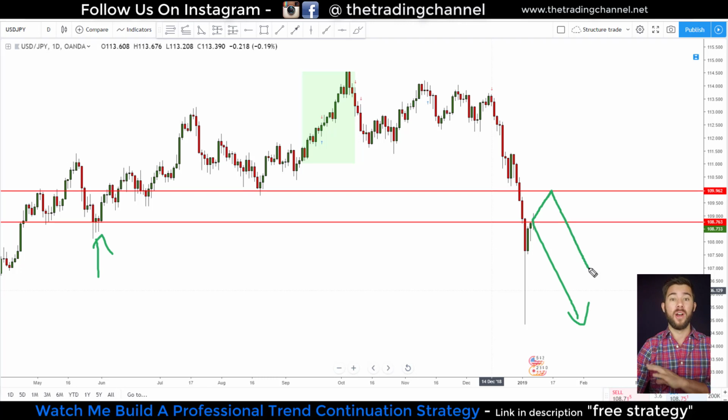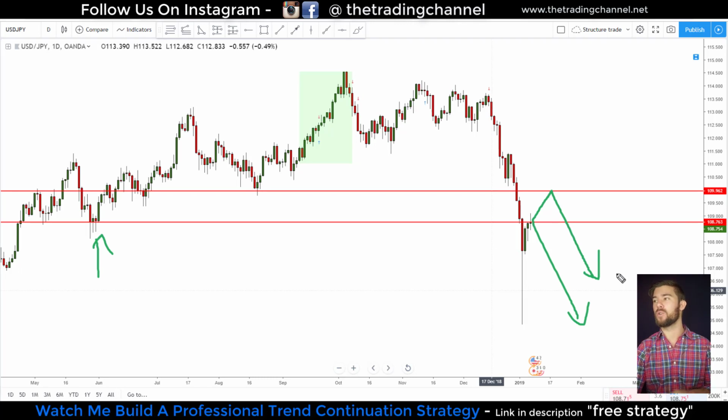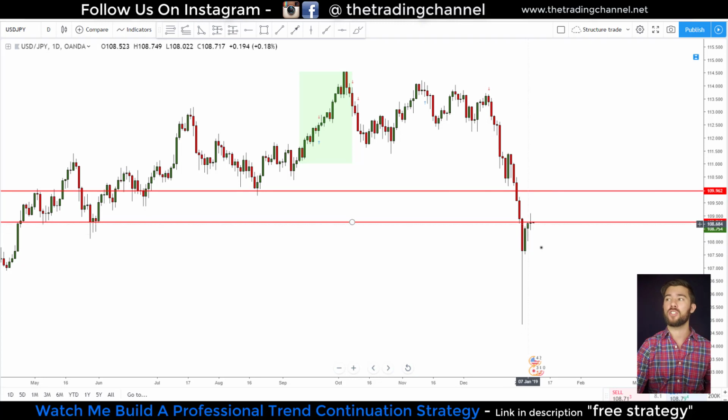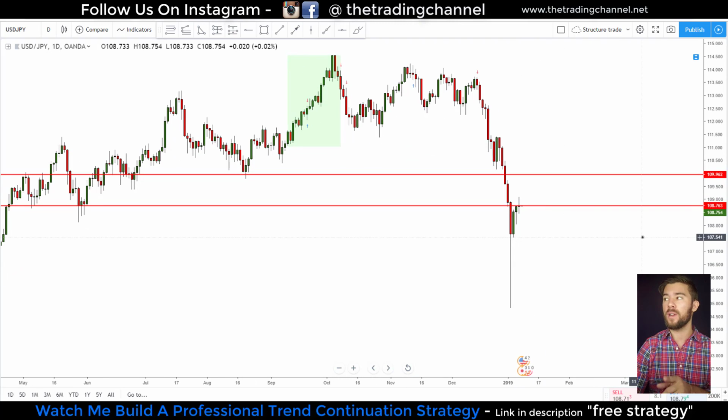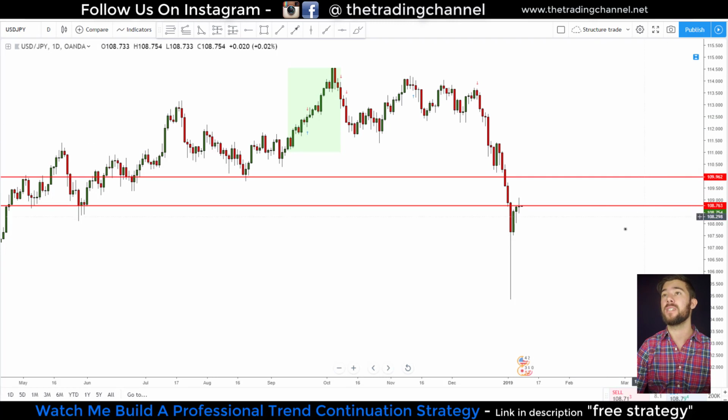If we get a little bit higher, then we'll be looking at 109.96. We'll be looking there for shorting opportunities as well. So those are the two places we'll be looking for shorting opportunities on the dollar yen. That's what we're expecting out of this pair, trend continuation to the downside, either from 108.76 or 109.96. That's what we're looking at on the dollar yen.